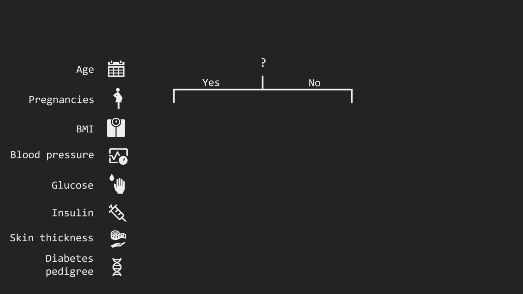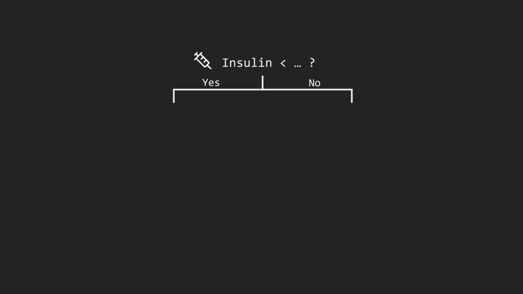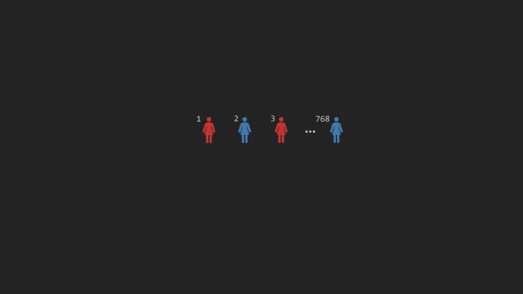Let's start with the first split at the top of the tree. Out of 8 features, which one should we select first? Should it be glucose, BMI, or maybe insulin? And if insulin, what threshold should we set? To answer this, let's change the way we display our dataset.